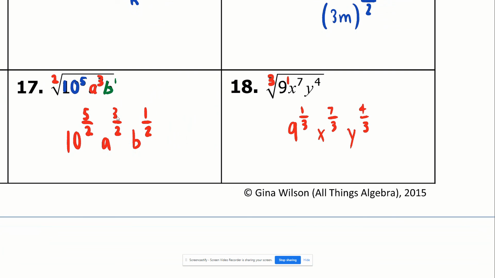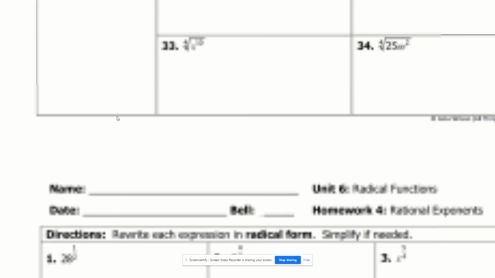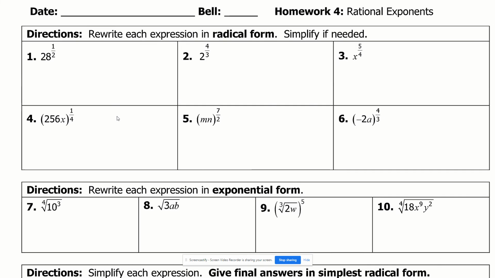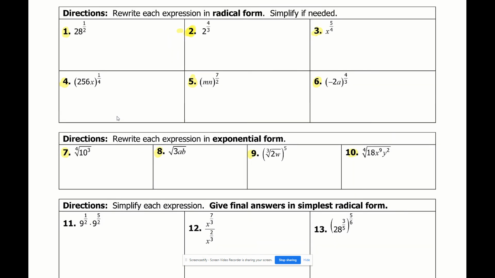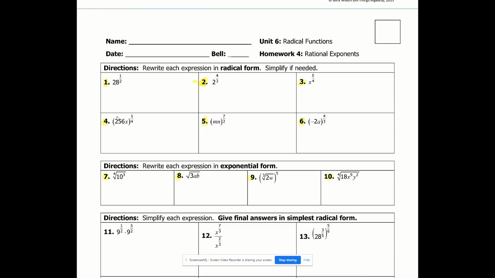Okay, so pretty simple. I want you to work tonight on the homework from the sheet that you either have or you're about to get. It's right here. I want you to do numbers 1 through 10. So your homework tonight is 1, 2, 3, 4, 5, and 6, where you actually take each of these rational exponents and you rewrite them as radicals, and then go back the opposite direction on 7, 8, 9, and 10. Okay? We'll save all of the rest of this worksheet for tomorrow.